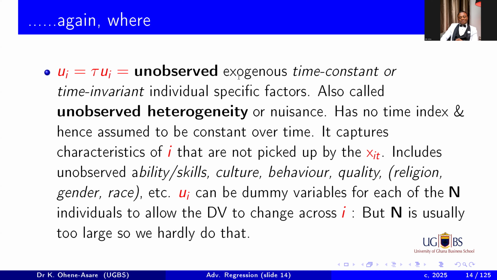You capture those characteristics, which will never be picked up by the independent factors if you collect them. Special skills, special behavior, special quality, the kind of religion the person has, even race and gender. That is the UI. It can be a dummy inside a person. And then it can move the dependent variable. Okay, so this is the UI.